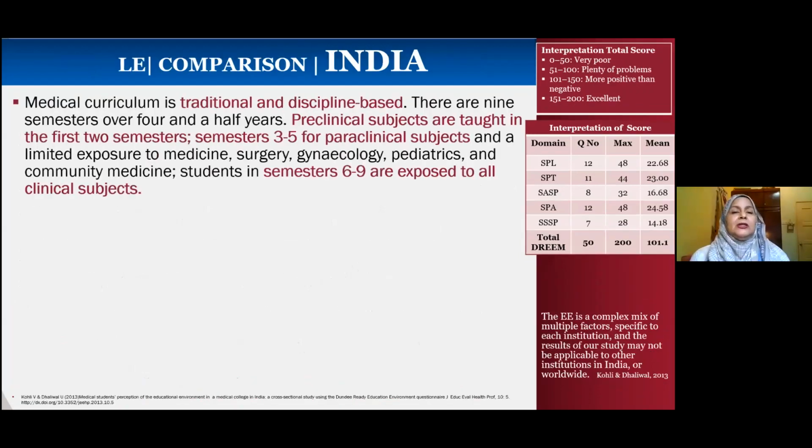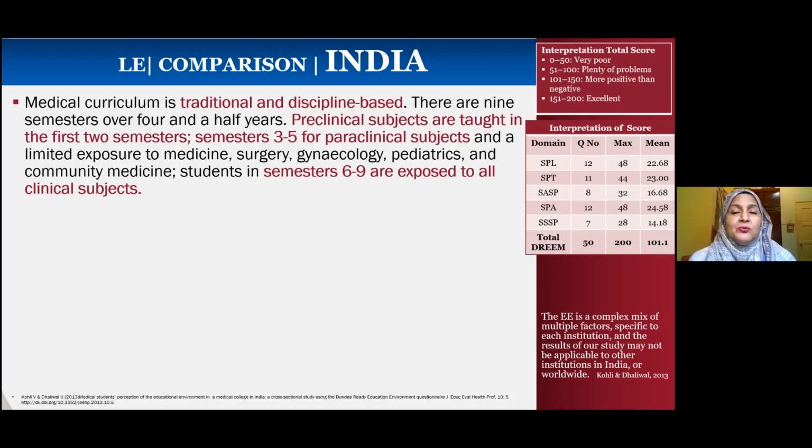In India, the medical curriculum is traditional and discipline-based. There are 9 semesters over 4.5 years. So the medical course is 4.5 years long. The preclinical subjects are taught in the first 2 semesters. Semesters 3 to 5 are paraclinical subjects, that is pathology and pharmacology, plus exposure to medicine, surgery, gynecology, pediatrics, community medicine, etc. The students in semesters 6 to 9 are exposed to all the clinical subjects.